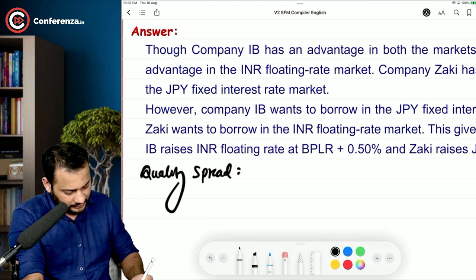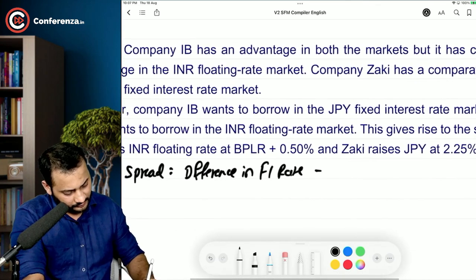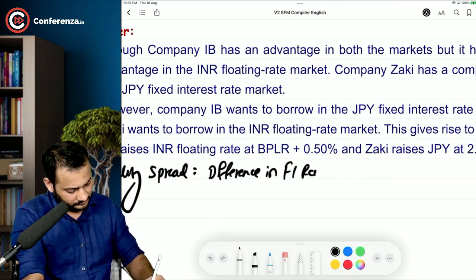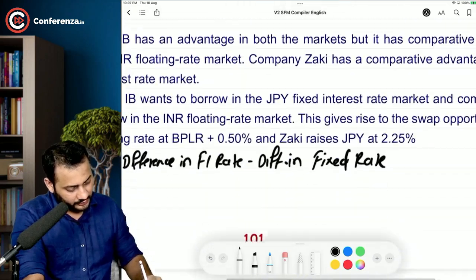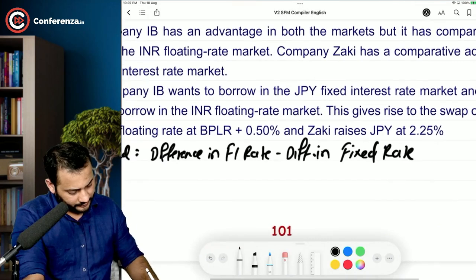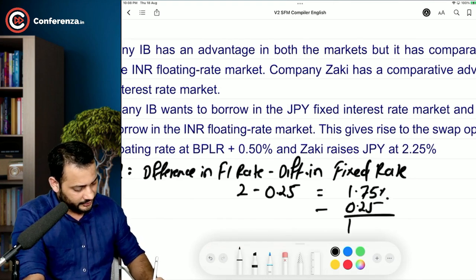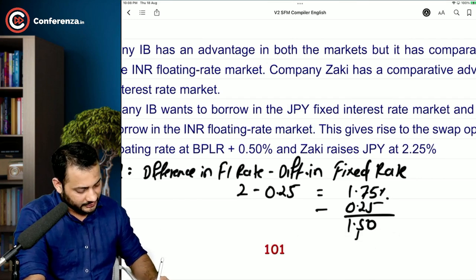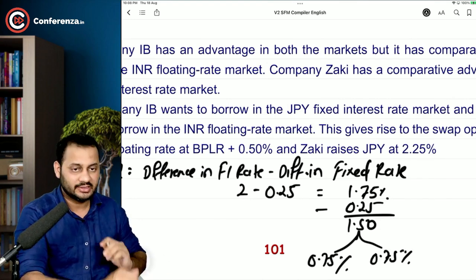Quality spread is equal to difference in floating rate minus difference in fixed rate. So the difference in floating rate is 2 and 0.25, that goes to 1.75%. Am I right? Out of that, 0.25 will be taken by the financial institution, and this 1.5 will be shared equally by both the companies. That means the net gain to both the parties should be 0.75%.